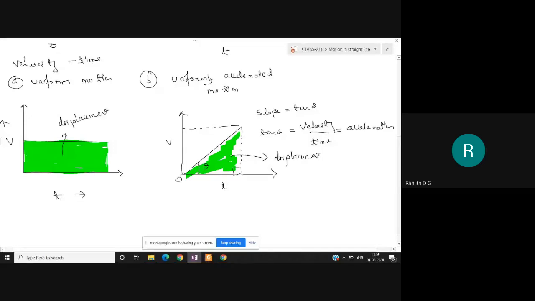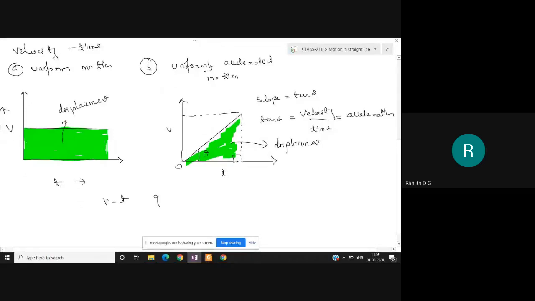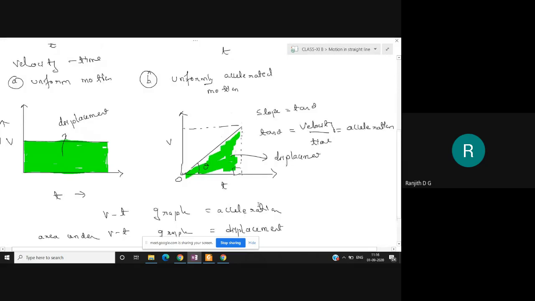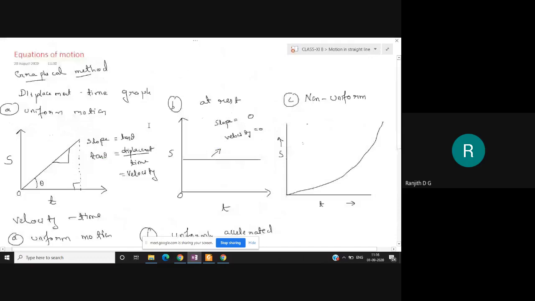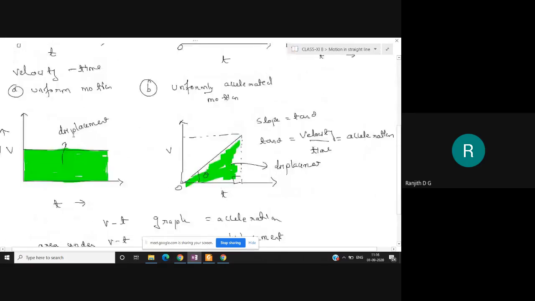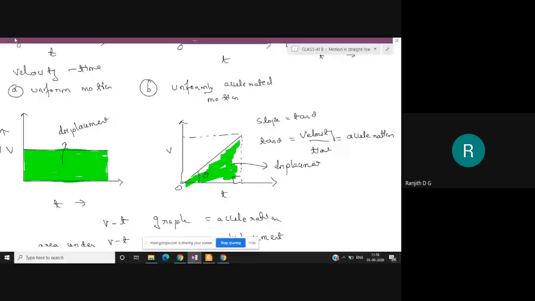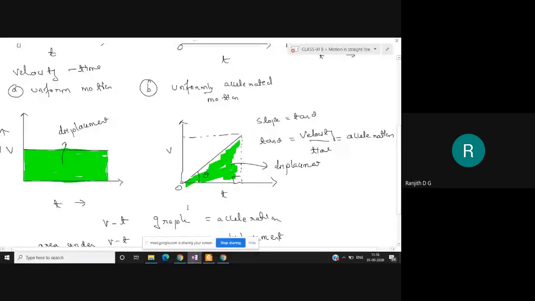Understand these things. What I'm writing here: the slope of the velocity time graph gives acceleration, and the area under the velocity time graph gives displacement. These are the very important things to understand first. Once you understand this, then we can go for deriving the equations of motion. This is very basic physics. I'm repeatedly telling the old students to revise the 9th standard syllabus, because that is the syllabus we are continuing.